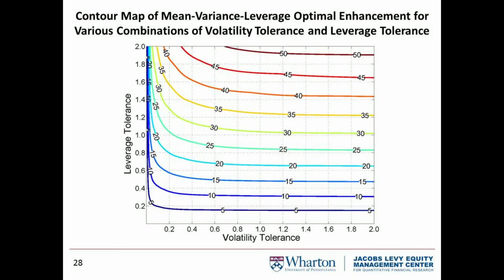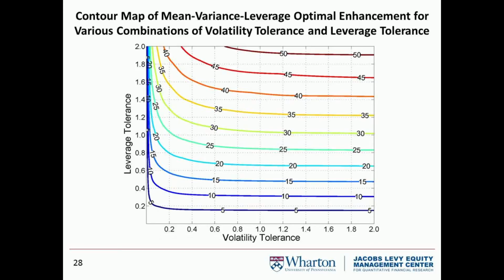What sort of volatility tolerance and leverage tolerance will give rise to a 20% enhancement? This is what's referred to as a contour map. It's a contour map of the mean variance leverage optimal enhancement for various combinations of volatility tolerance and leverage tolerance. You can see where all the portfolios are for the 20% contour. There are various combinations of volatility tolerance and leverage tolerance which will give rise to that contour.